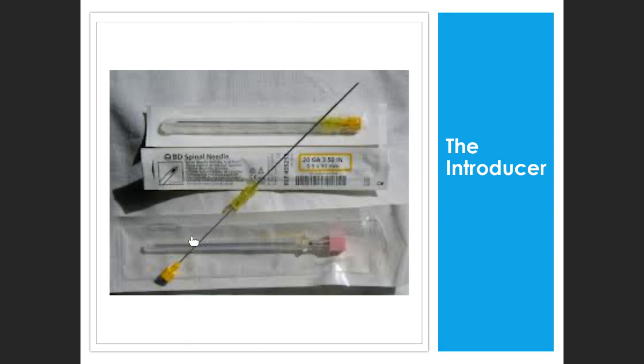This is the introducer. Every needle has an introducer in it, so you don't put in an open needle. There's always an introducer. And when you think you are into the subarachnoid space, you take out the introducer. For the subarachnoid space, the end point is seeing CSF.